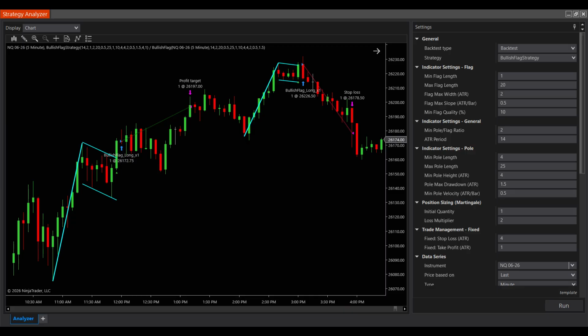First, we have a standard win. We enter long with a quantity of 1, and we hit our profit target. Then, shortly after, we get another setup, but this one fails and hits our stop loss. Notice the parameters for our fixed risk. We are intentionally using an inverse risk-to-reward ratio.